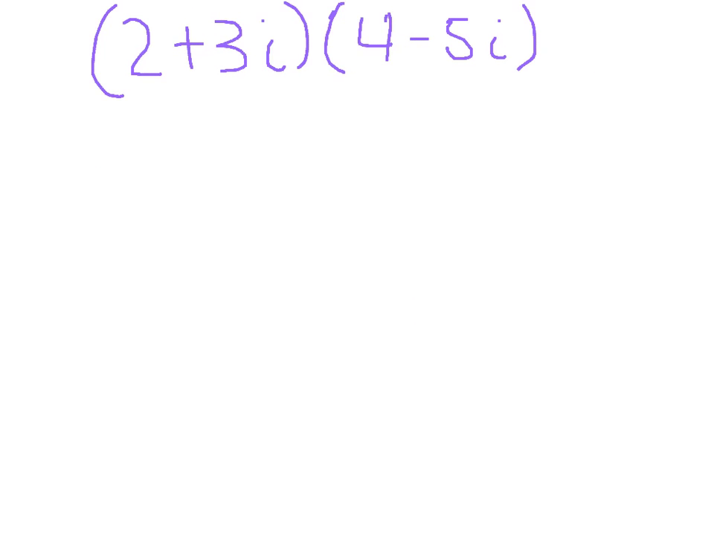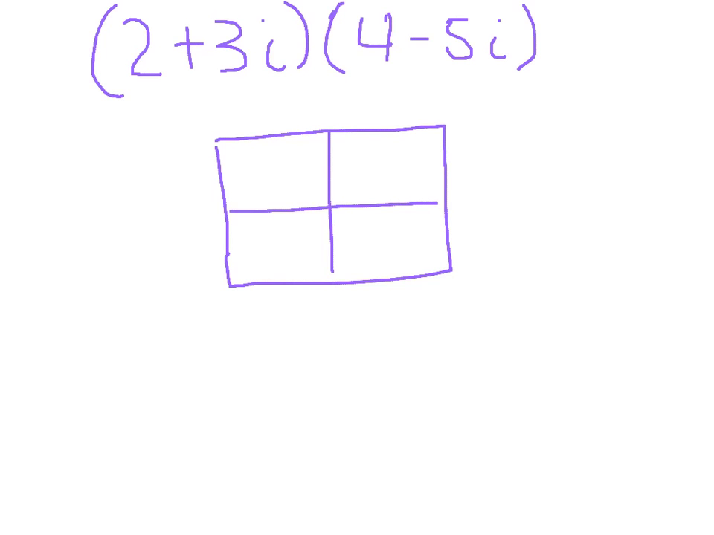The difference between this example and the previous two is that the operation of these two complex numbers is multiplication. So when I want to do multiplication with complex numbers, I'm going to use the box to help me organize my work. So I'm going to have 2 plus 3i, and I'm going to have 4 minus 5i.